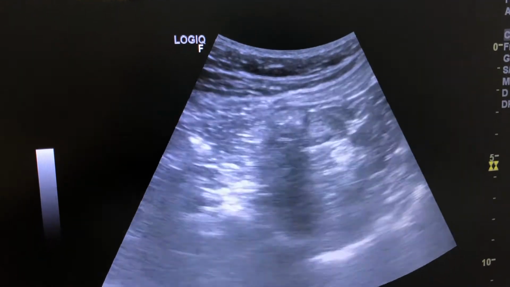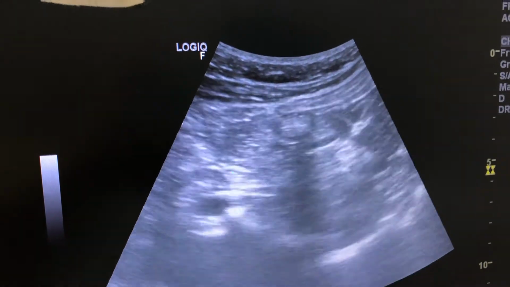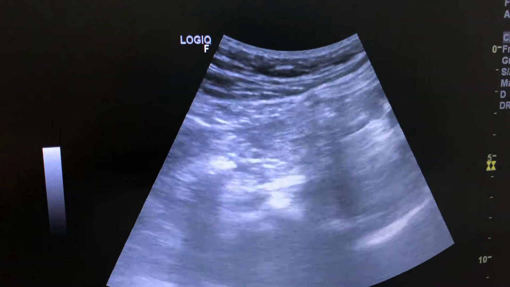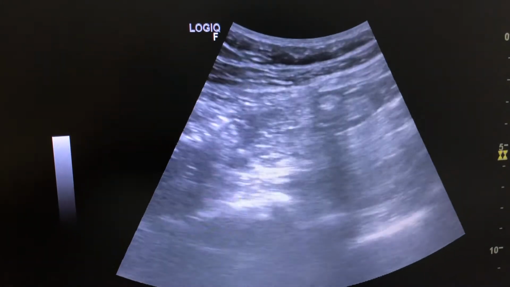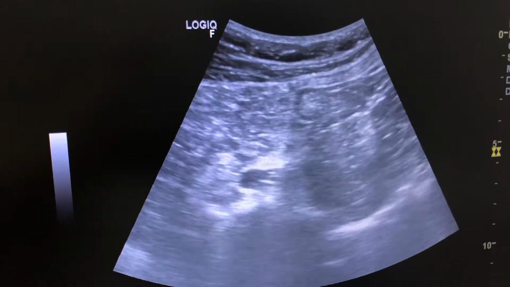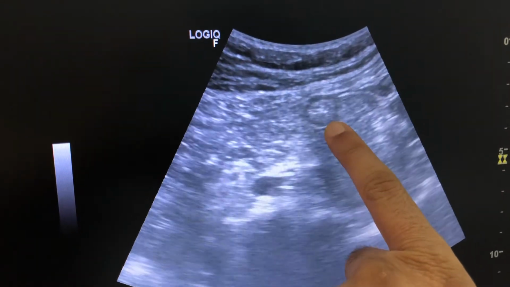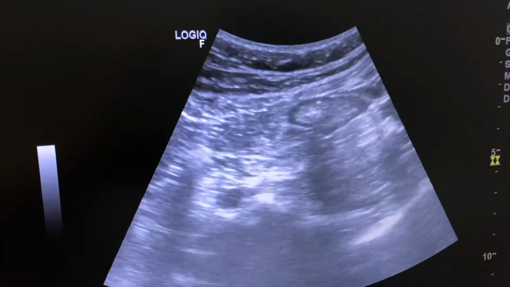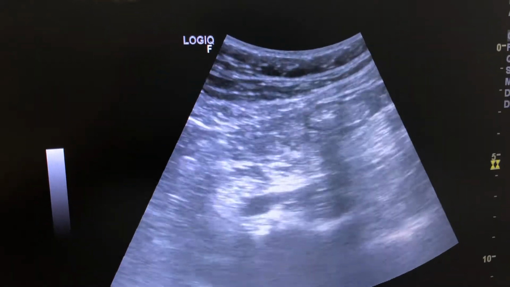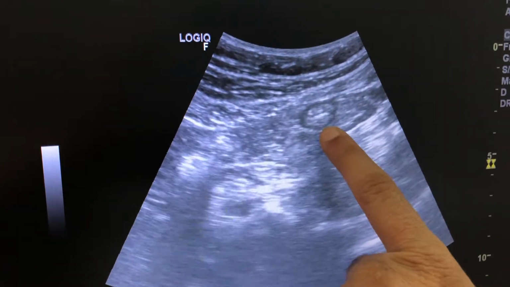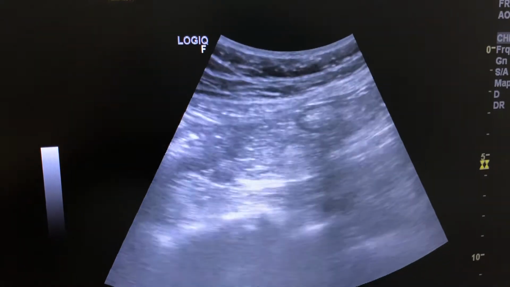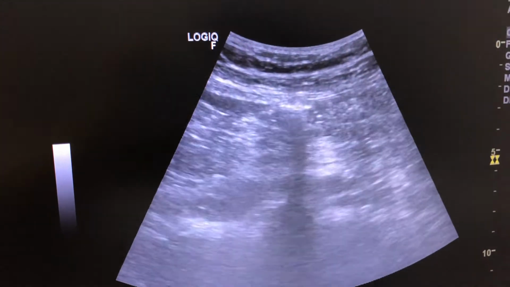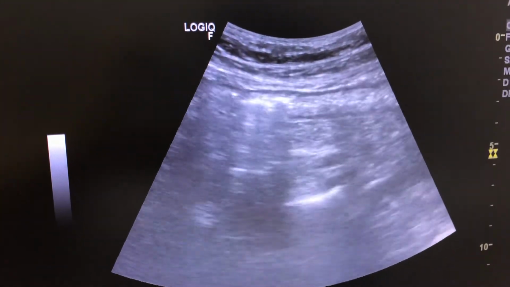This is the descending colon, this is the psoas muscle, and this is the extreme left side of the abdomen. Now, how do we suspect that it is the descending colon? It will be a very well defined round structure with a sharp, hypoechoic margin like a halo. Then just rotate the probe and take the longitudinal view.